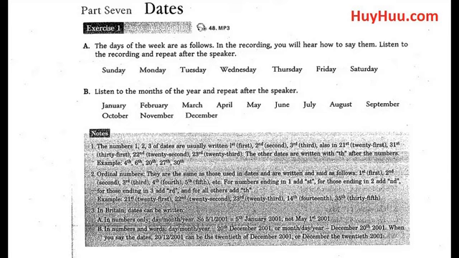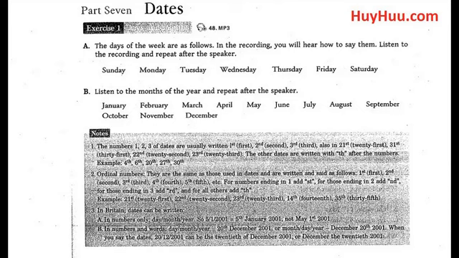Notes. 1. The numbers 1, 2, 3 at the end of dates are usually written first, second, third, also in 21st, 31st, 22nd, 23rd. The other dates are written with th after the numbers: 4th, 6th, 20th, 27th, and 30th.